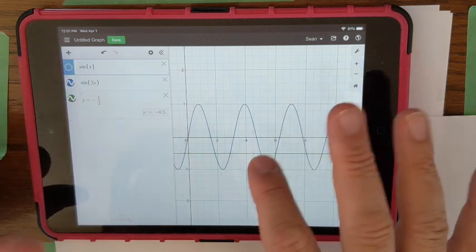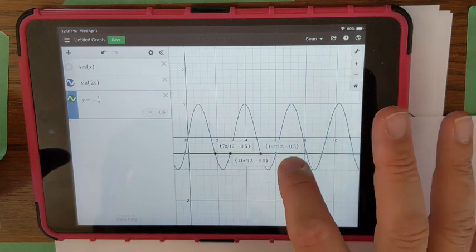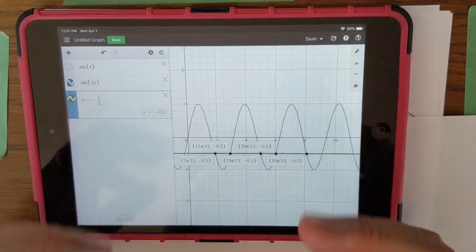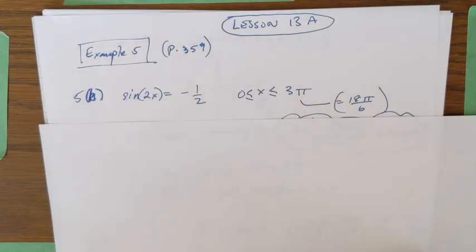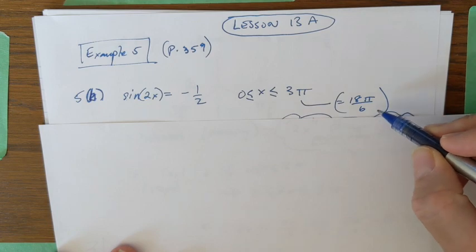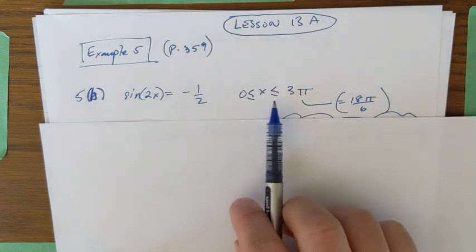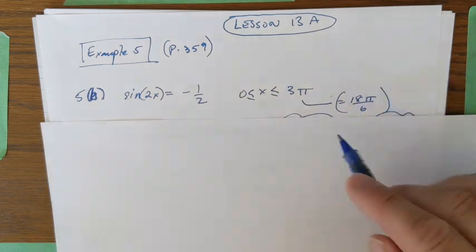So let's get rid of the sine x one, and we can see that since sine 2x has the period cut in half, there are going to be more solutions when you're looking to see where it intersects with the line y equals negative 1/2. Of course, we just saw that the solutions have fractions of 6 in the denominator. So when it says x is between 0 and 3 pi, that's equivalent to between 0 and 18 pi over 6. I just rewrote that there.